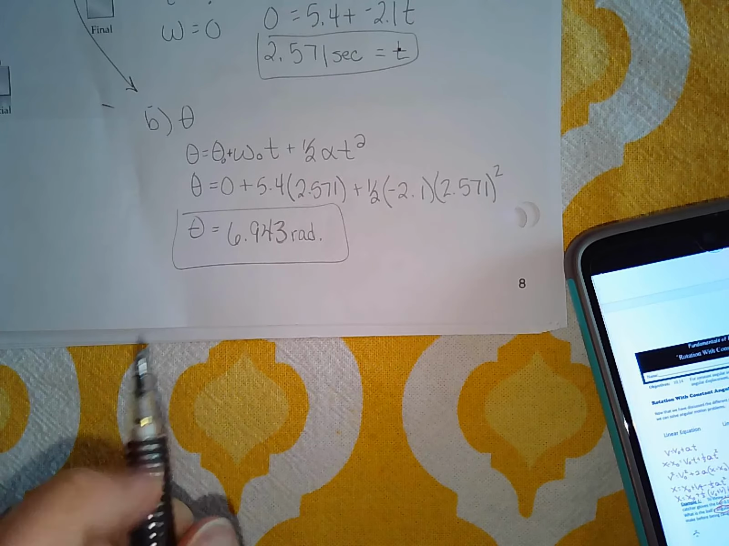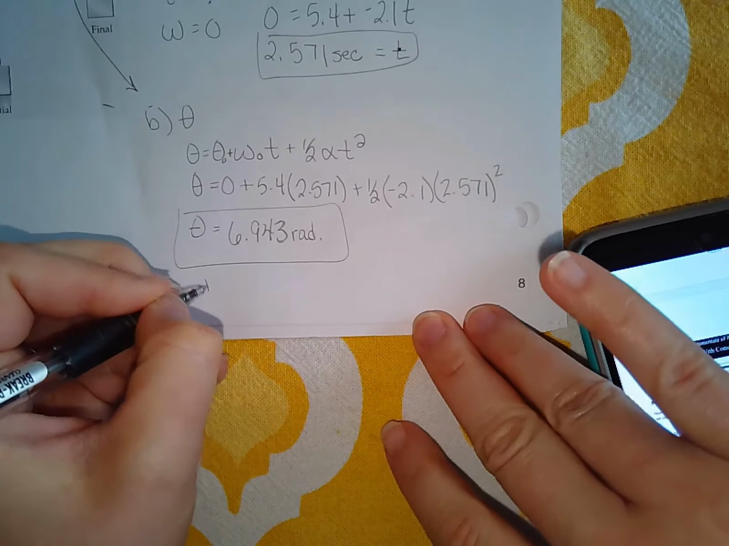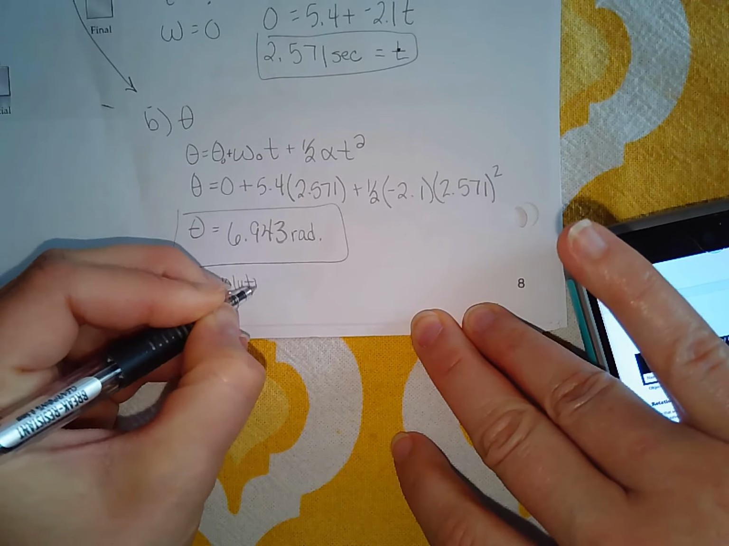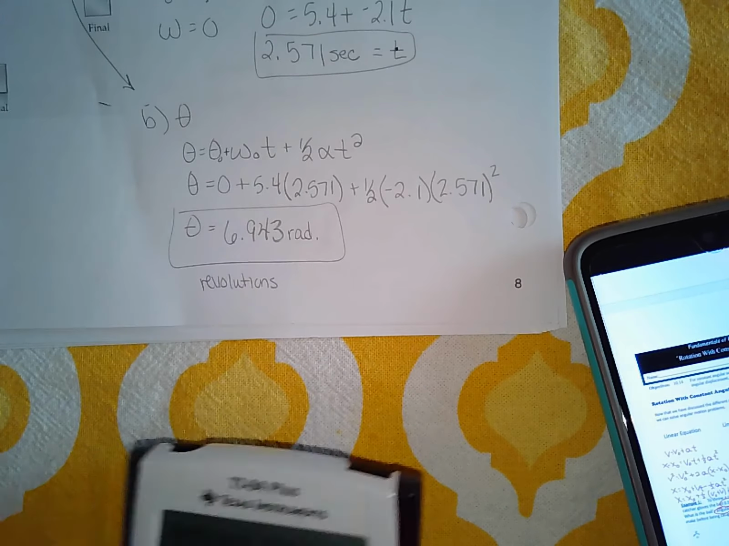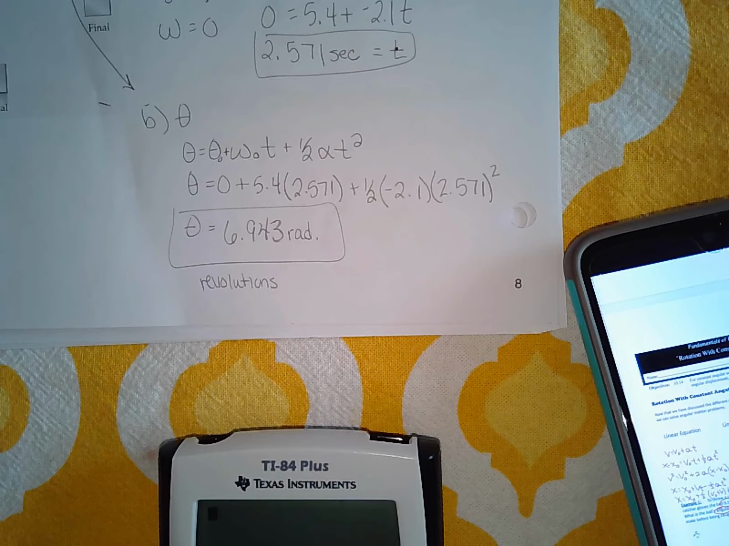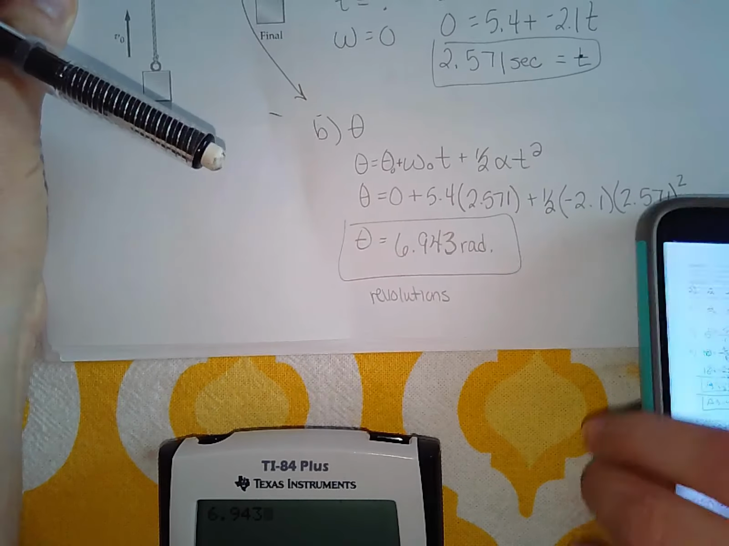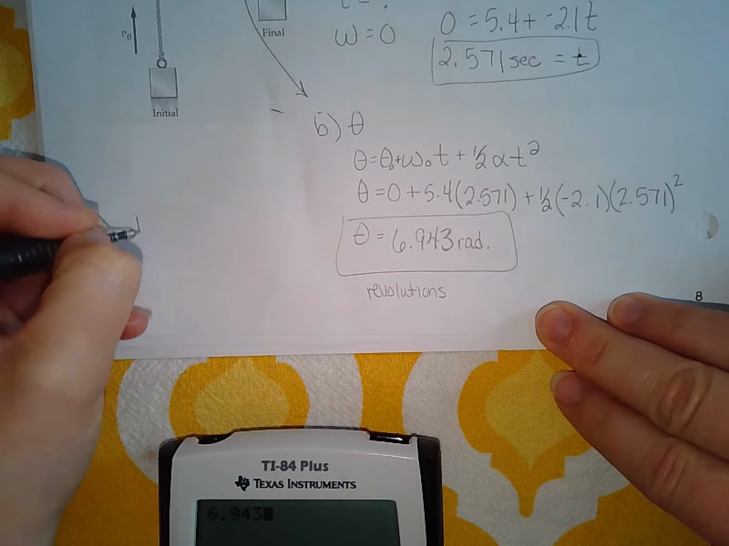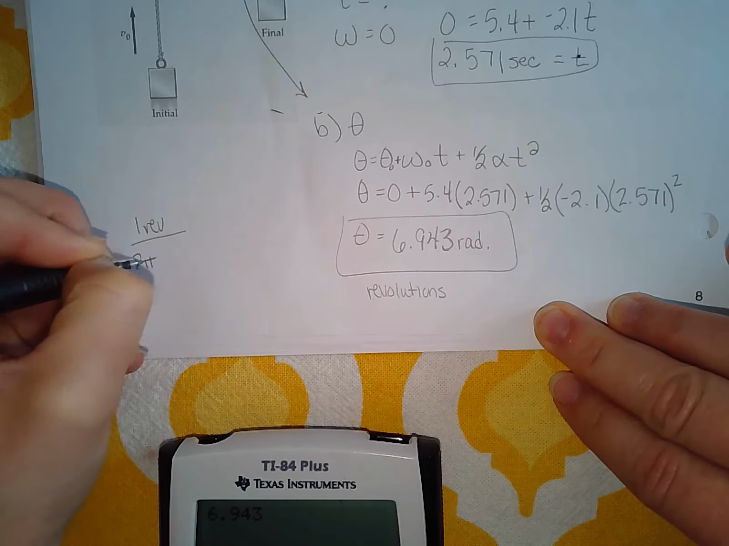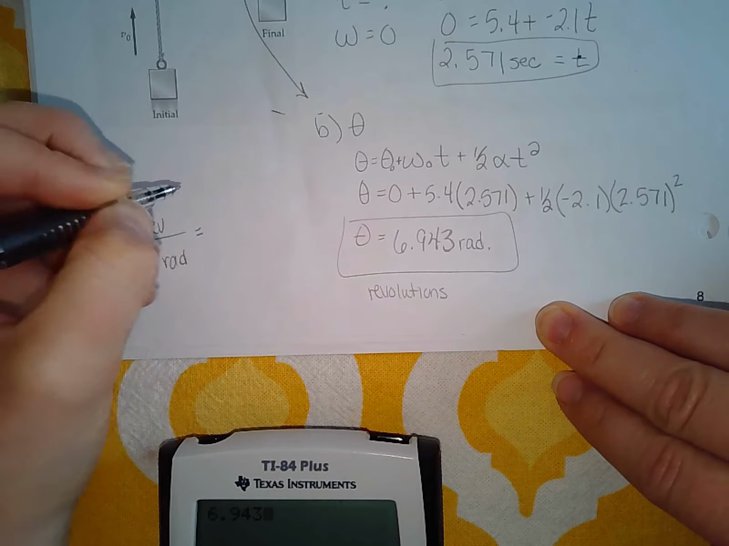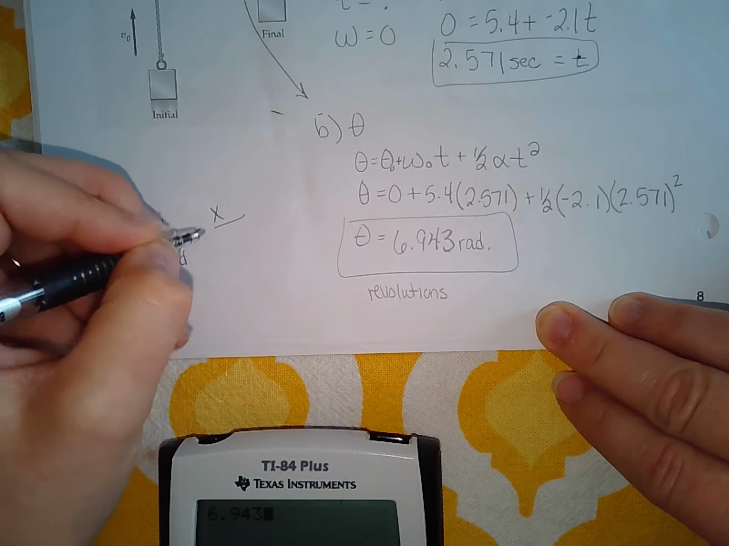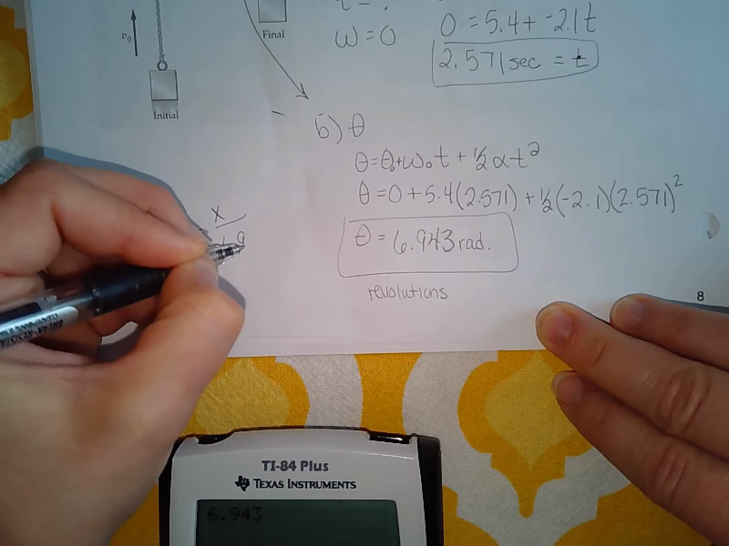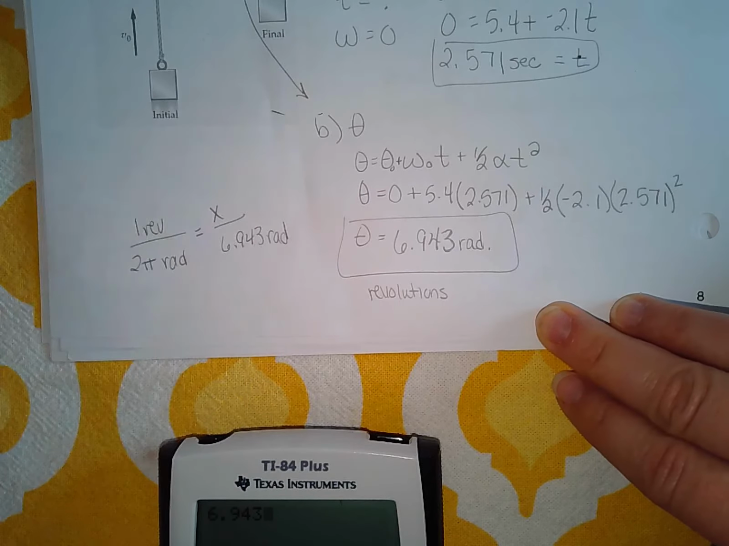Let's think about this, Amy. If I wanted to know how many revolutions it was, I would divide by 2 pi. So I could just do 6.943. Make sure this is right, Amy. You would divide by 2 pi. Is this right? Okay, ready? Here's your math teacher's brain at work. If 1 revolution is equal to 2 pi radians, and that equals x revolutions out of 6.943 radians. I just want to know how many revolutions it is.